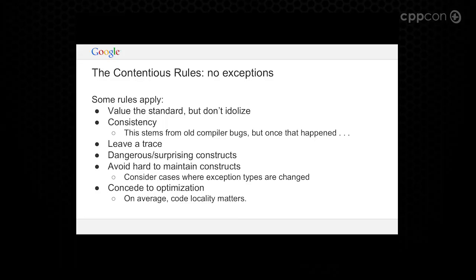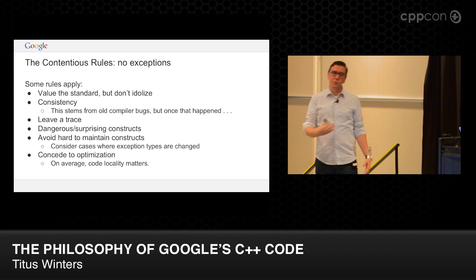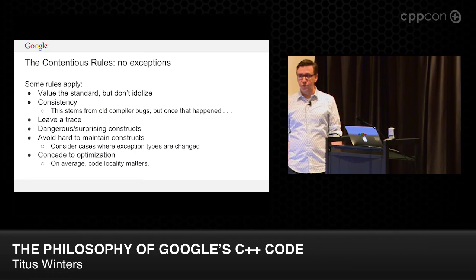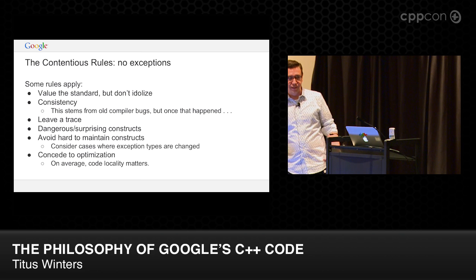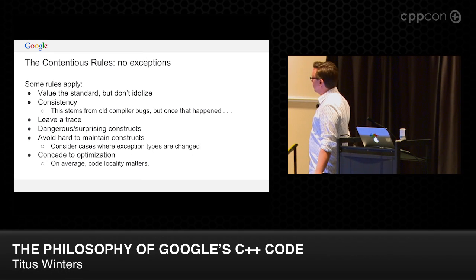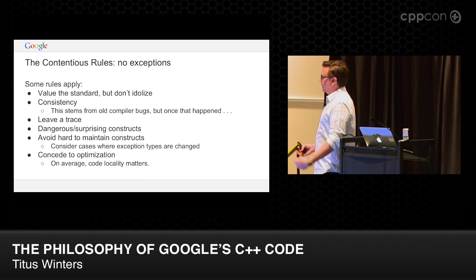Then there are exceptions. We value the standard, but we don't idolize it. Not everything is necessarily applicable for our context. Consistency, yes, this rule stems from the days when there were compiler bugs. We avoided exceptions because our code was less stable. This is no longer the case. However, 100 million lines of code. That's not trivial to deal with, okay?